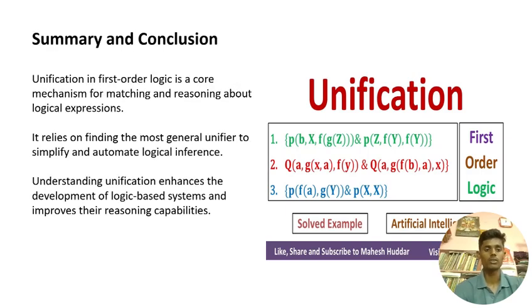The summary and conclusion of unification in first order logic. Unification in first order logic is a core mechanism for matching and reasoning about logical expressions. It relies on finding the most general unifiers to simplify and automate logical inference. Understanding unification enhances the development of logic-based systems and improves their reasoning capabilities. This is the summary and conclusion.